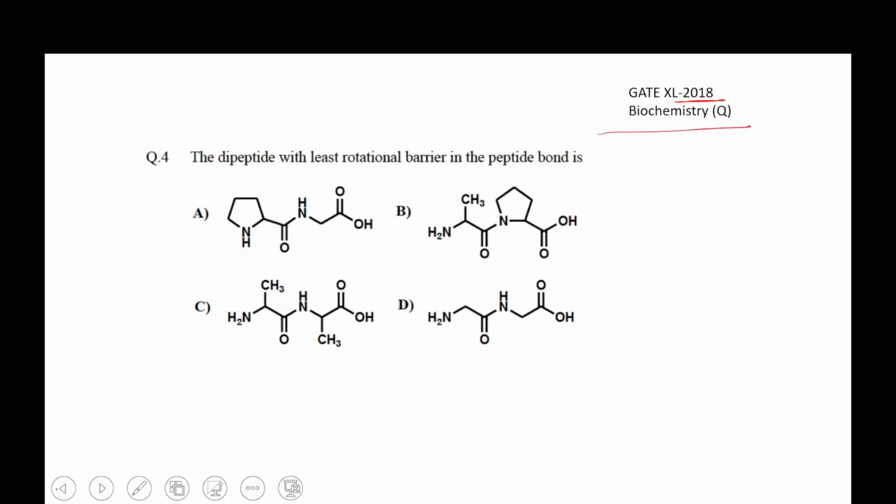The question asks for a dipeptide with the least rotational barrier in the peptide bond. Can you try to answer which one could be the correct option out of the 4? What do you think?